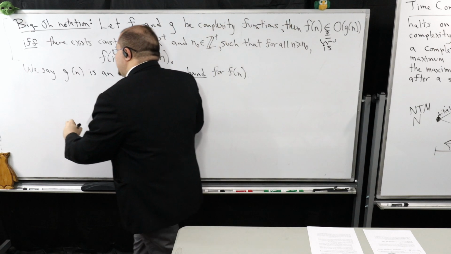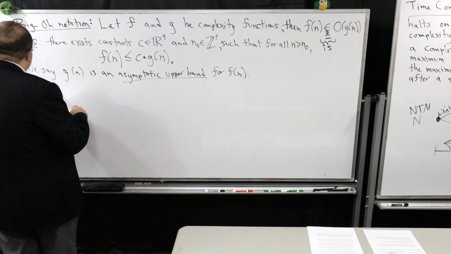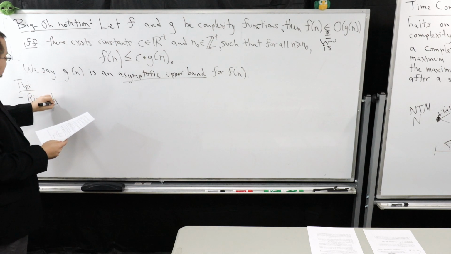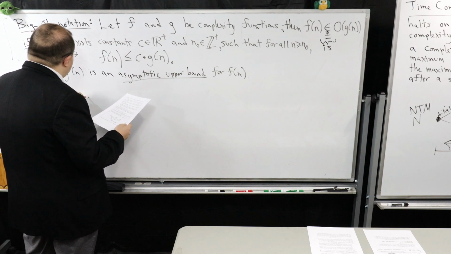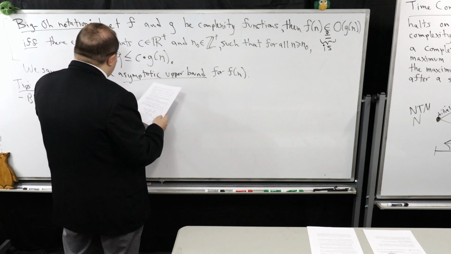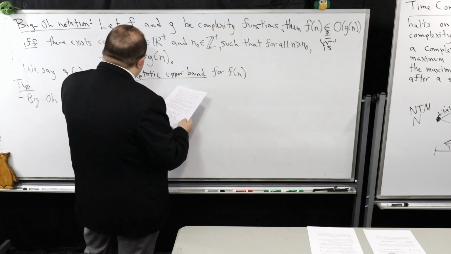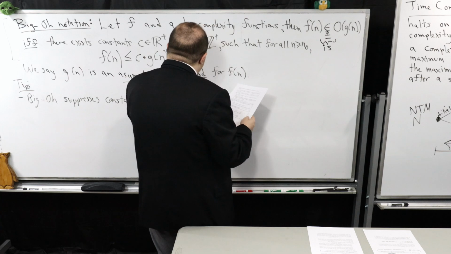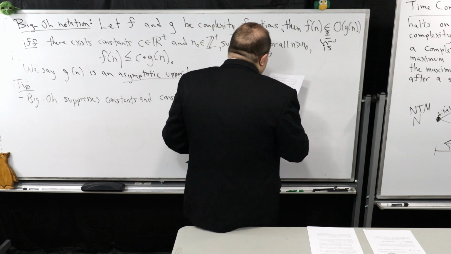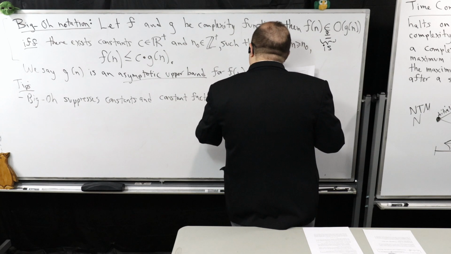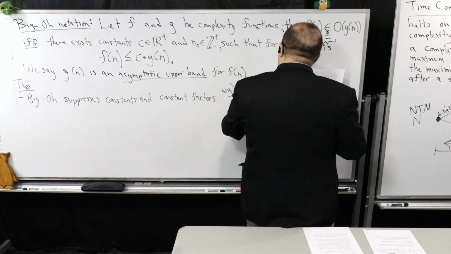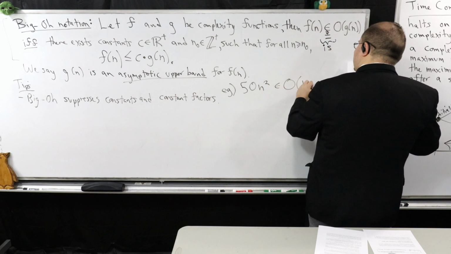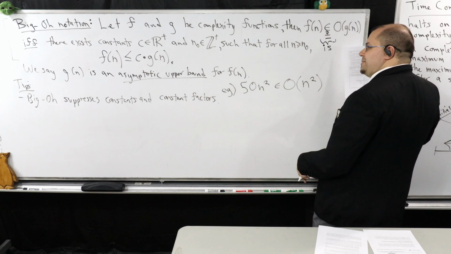So here's some tips, just to make sure everybody's on the same page when we're going to use this. First, big O suppresses constants. So it suppresses constants and constant factors. I'll give you two examples. For example, if I give you 50n squared, this 50 doesn't matter. So I could always write it like this: 50n squared is big O of n squared. I could just get rid of the 50.